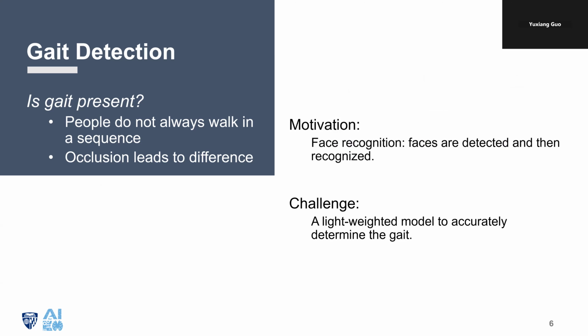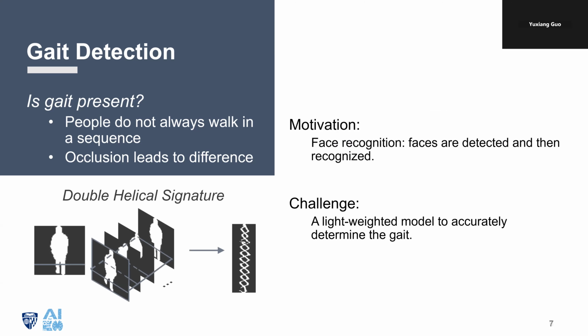So for the first problem, we try to refer to face recognition. We found that faces are first detected and then recognized. Therefore, could we introduce a gait detector? There is one challenge: gait is temporal information, so it is mostly represented by a volume, which spends a lot of computation to extract features and deal with. So it is challenging to introduce a lightweight model to accurately determine the gait. Therefore, we first find a good representation for it.